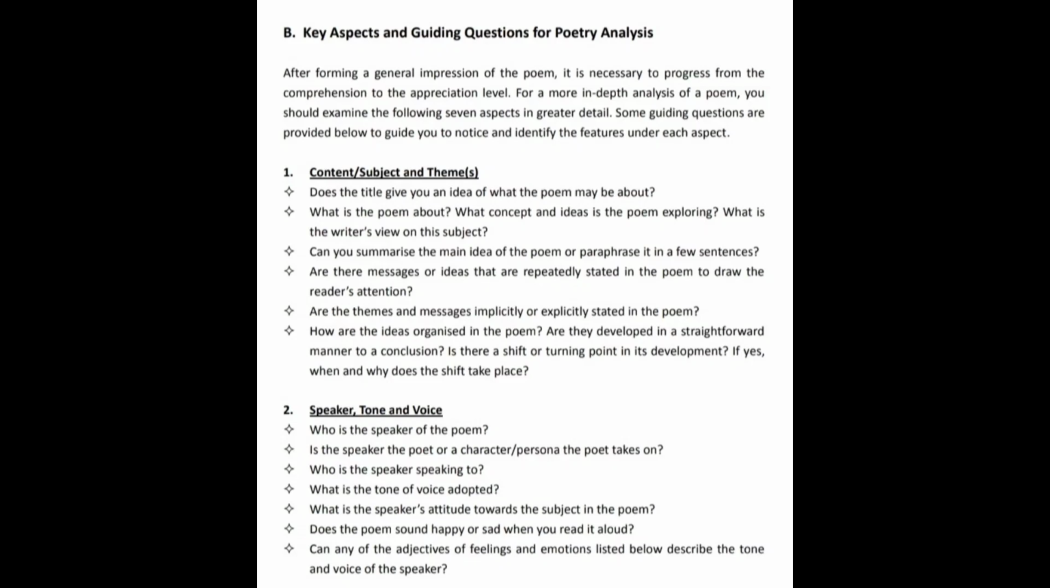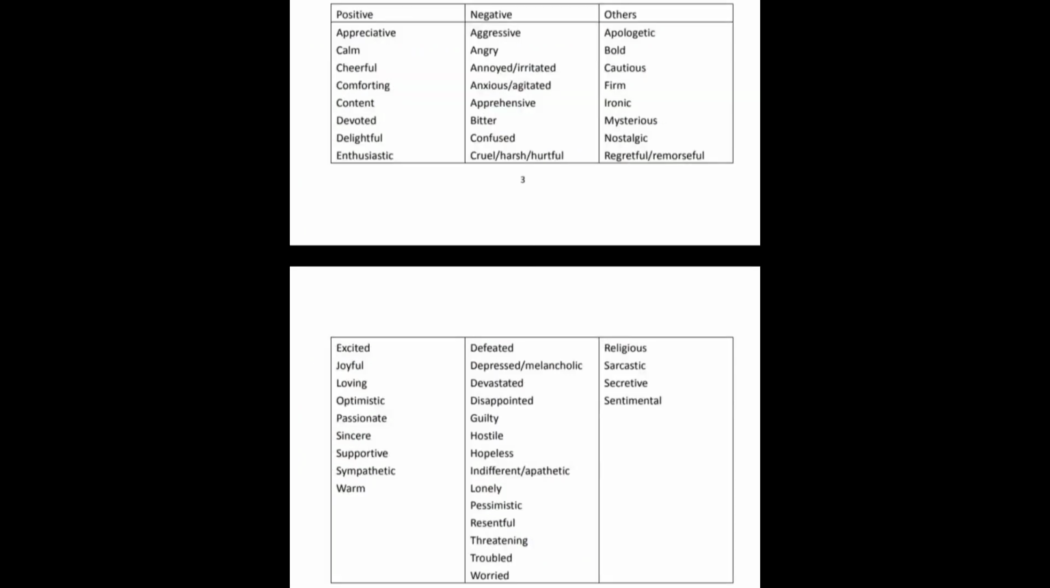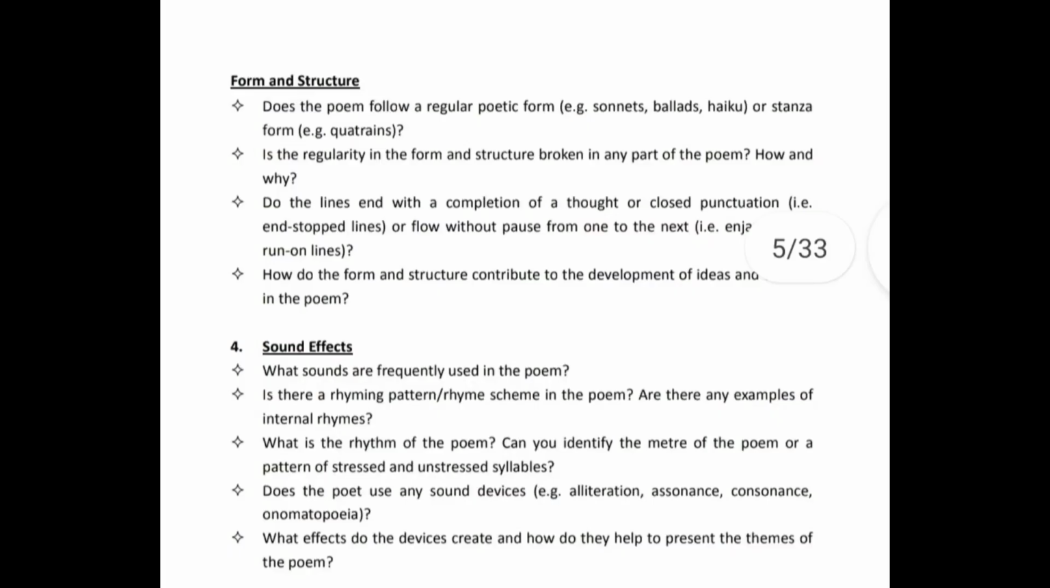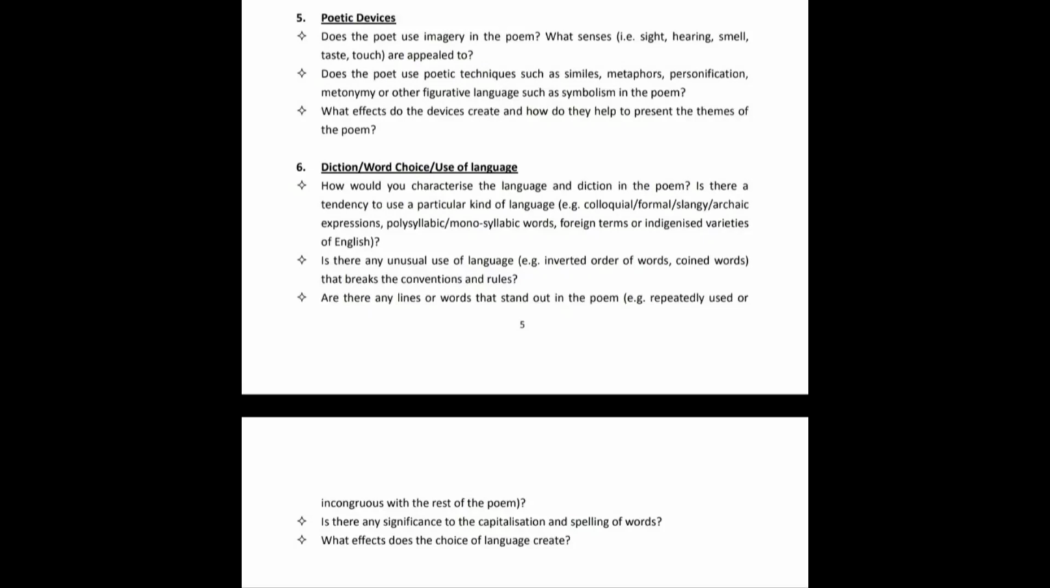Before anything else, let's have some recaps about these lessons, all about key aspects and guiding questions for poetry analysis, the positive, negative, and the others in these columns. Let's figure out again, and of course, the form and structure, the sound effects, the questions given, like what sounds are frequently used in the poem. Next is poetic devices, and number 6 is diction, word choice, use of language.